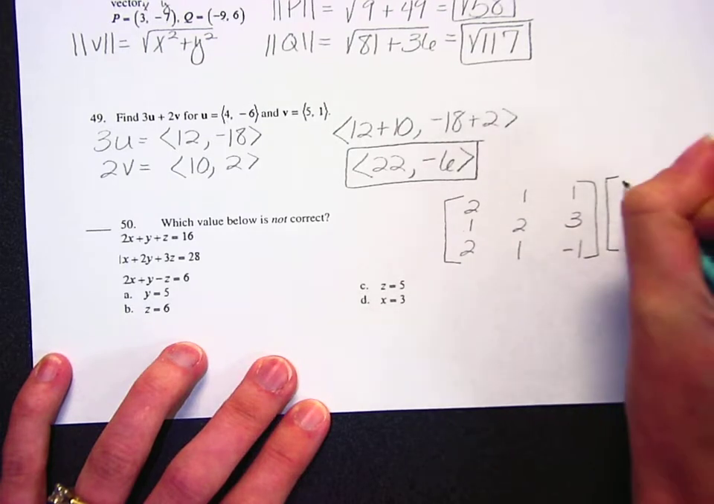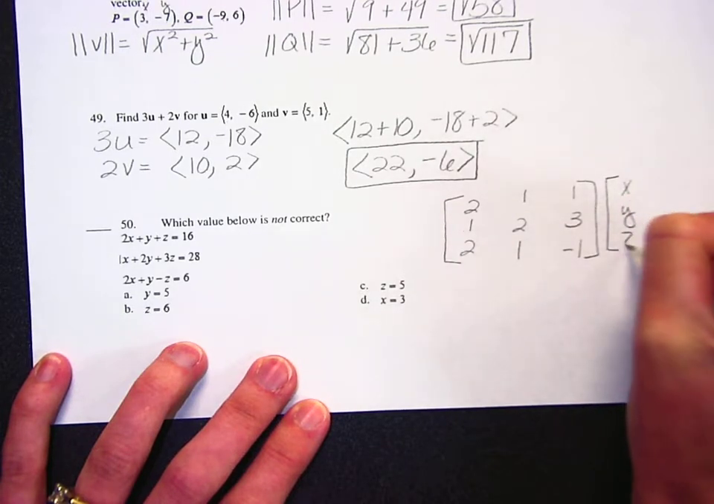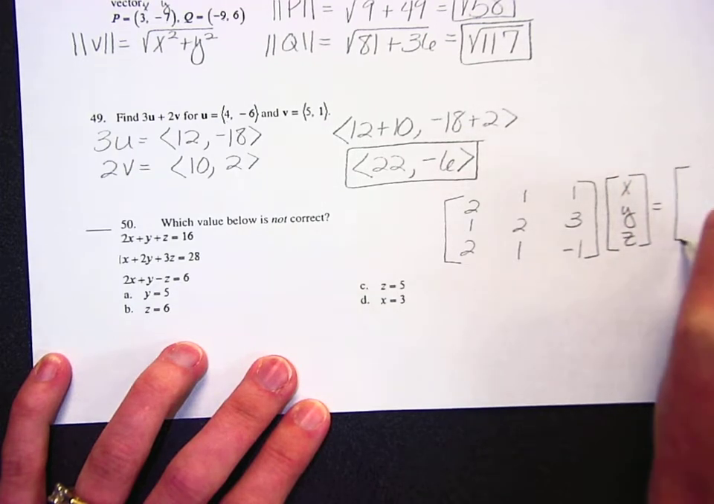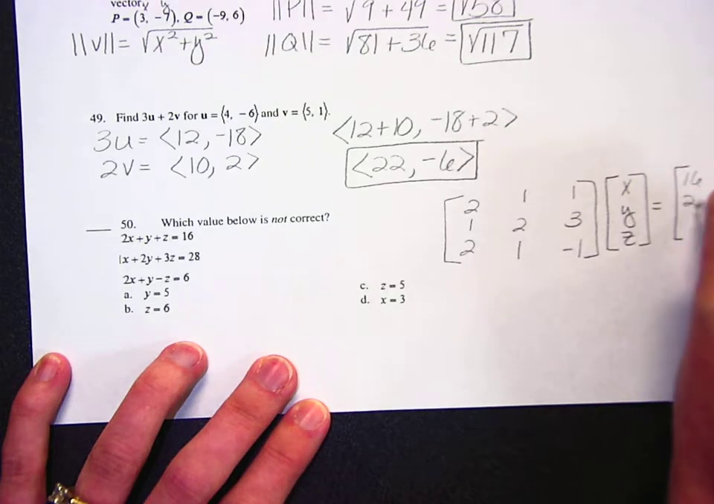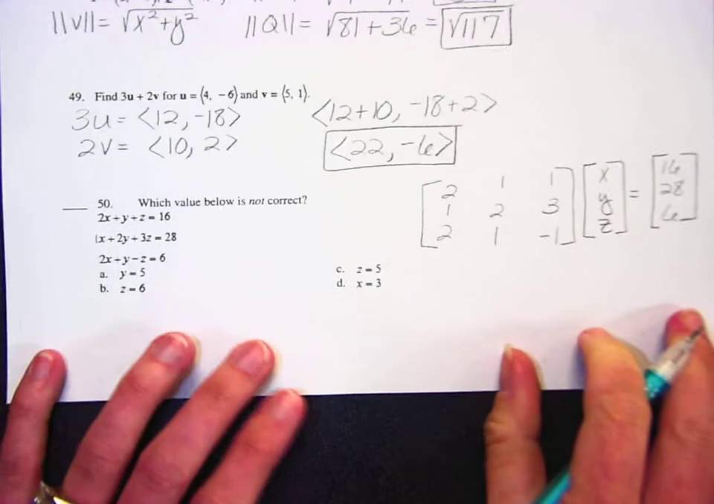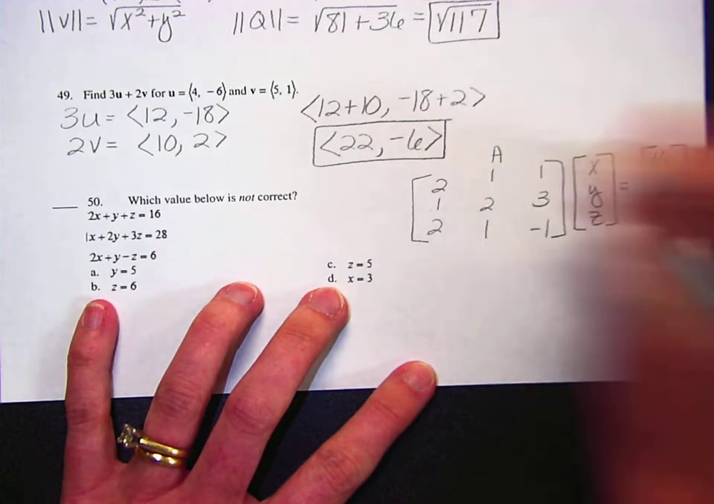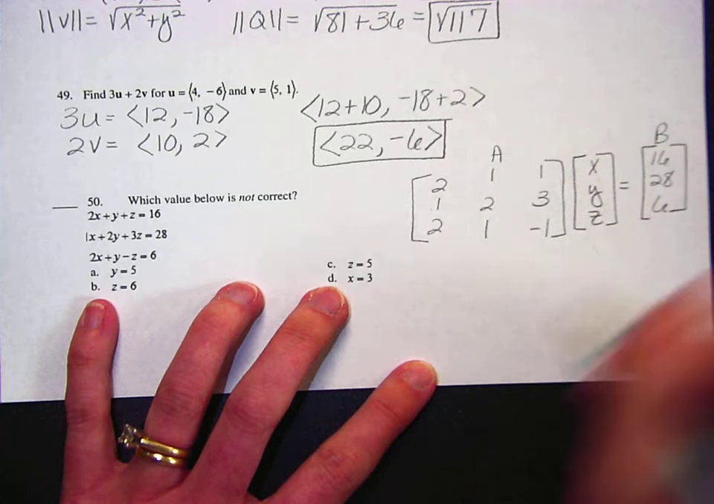Next, I have my variable matrix, so x, y, and z. And then over here, I'm going to have my constant matrix, and that's going to be these 3 numbers that I have right here, 16, 28, and 6. All right, so that's what my matrix equation looks like. So what I'm going to do is I'm going to put this matrix into A and this matrix into B.